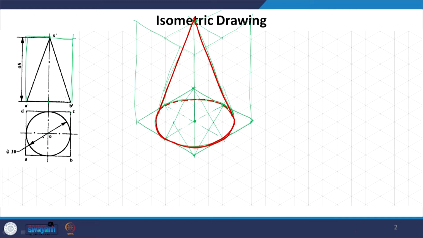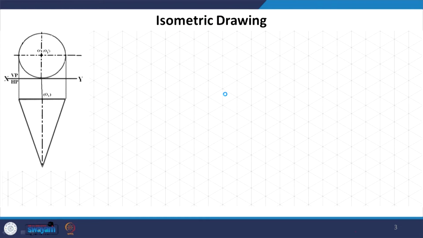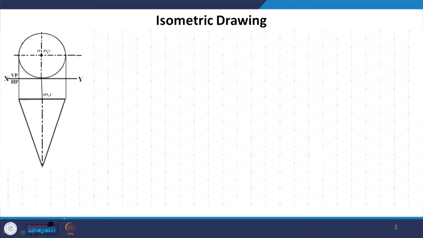We can actually draw any particular position, which is what we will see here. This one is a cone where the axis is perpendicular to VP and it is parallel to HP. So, again we will start by drawing this base first. Assuming that this is perpendicular to VP, we will first draw the base here. Again I am just repeating the process, though it remains the same. How to draw the circle, I am not giving you the instructions, you already know by this time.